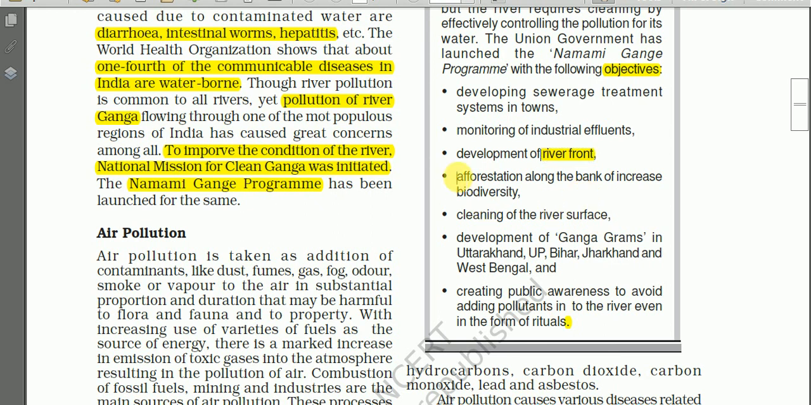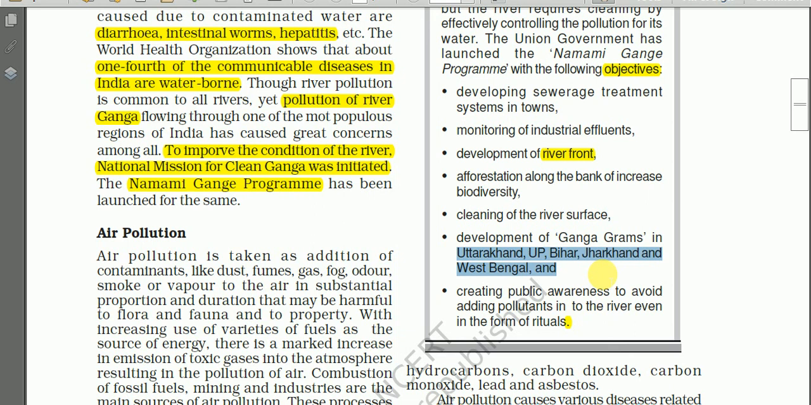Next, we have afforestation along the bank to increase biodiversity, that is, plantation of trees along the bank of the river to increase the biodiversity. Then cleaning of the river surfaces using machines and human beings. Then development of Ganga Gram, Ganga villages, as model villages in Uttarakhand, UP, Bihar, Jharkhand, and West Bengal.